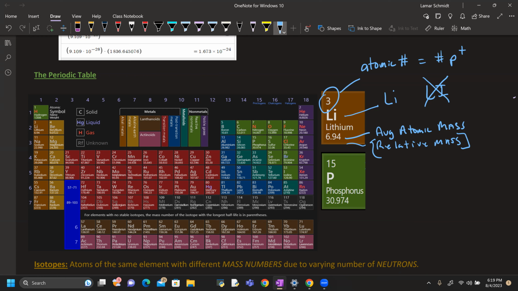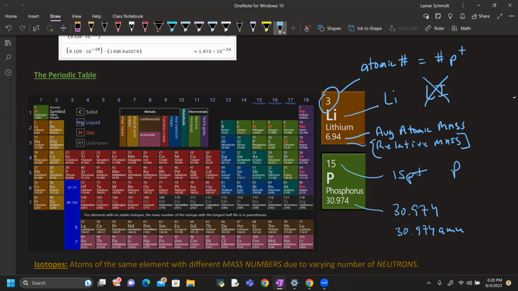We have a symbol here of phosphorus. How many protons does phosphorus have? That's right, it has 15 protons. All right, what is the symbol for phosphorus? Capital P. And then what is its relative mass? Its relative mass is 30.974. All right, or you can say that it has an average atomic mass of 30.974 AMU.